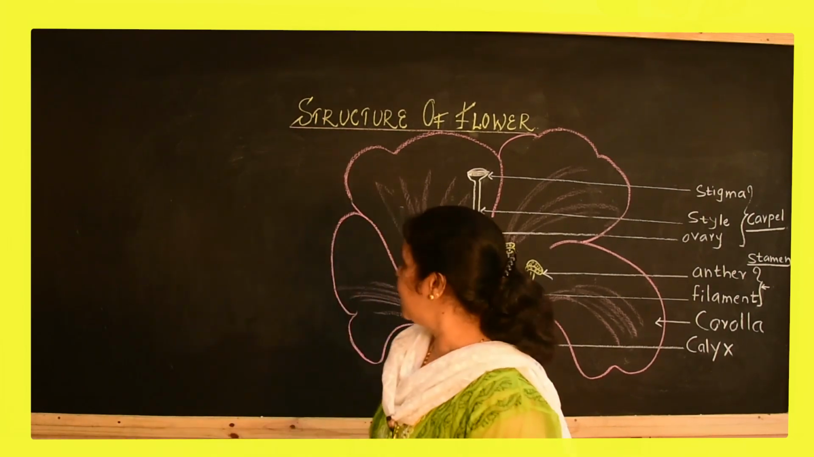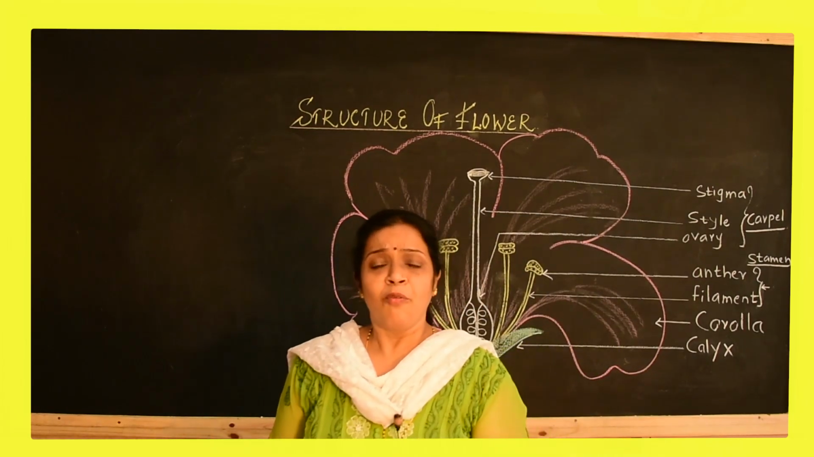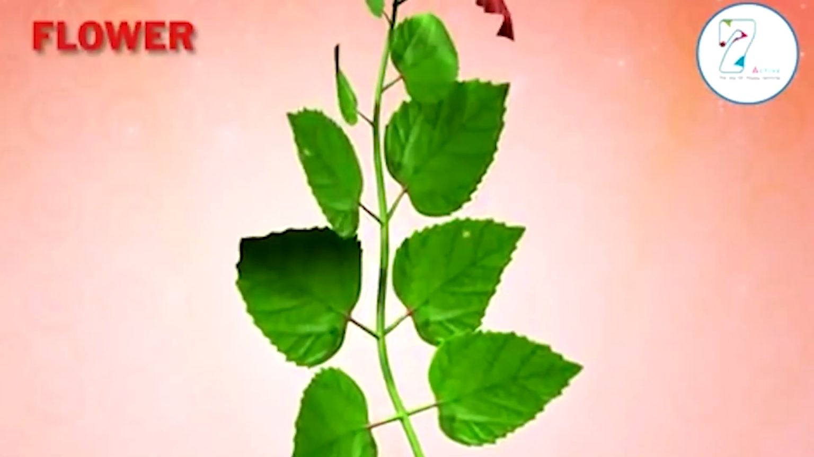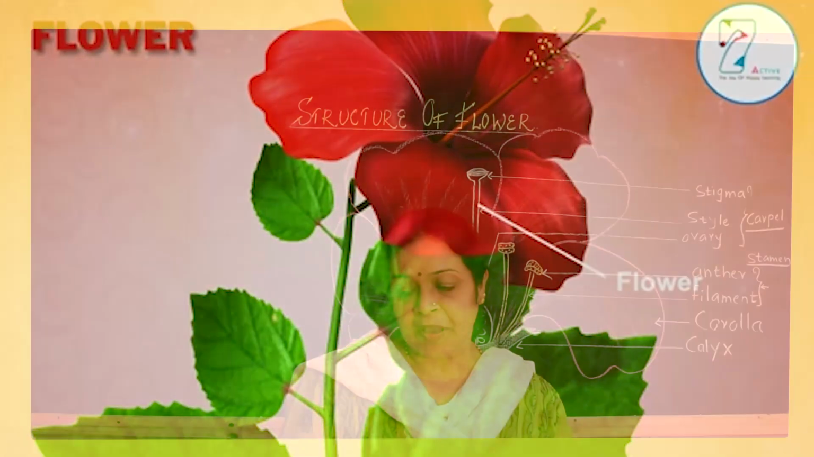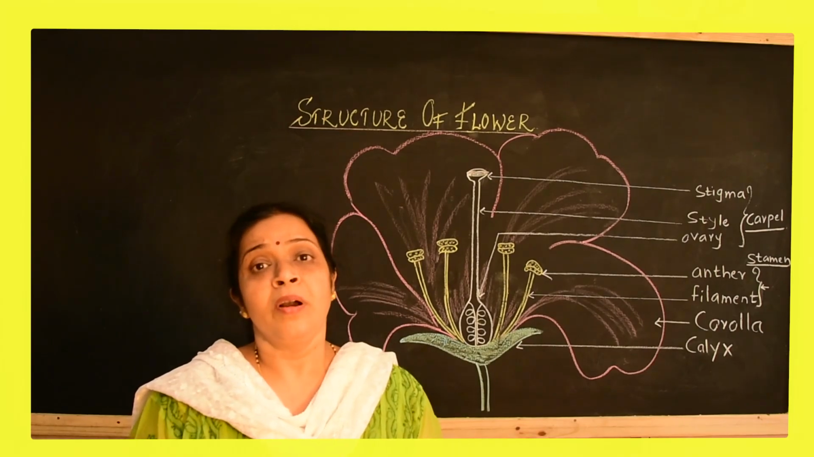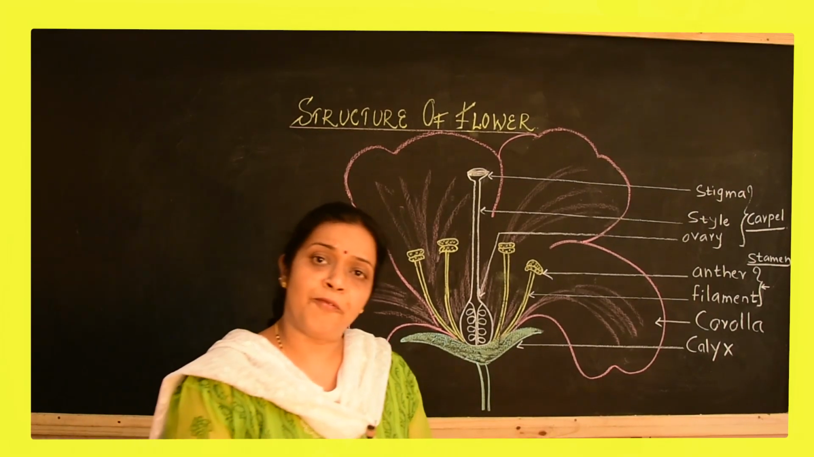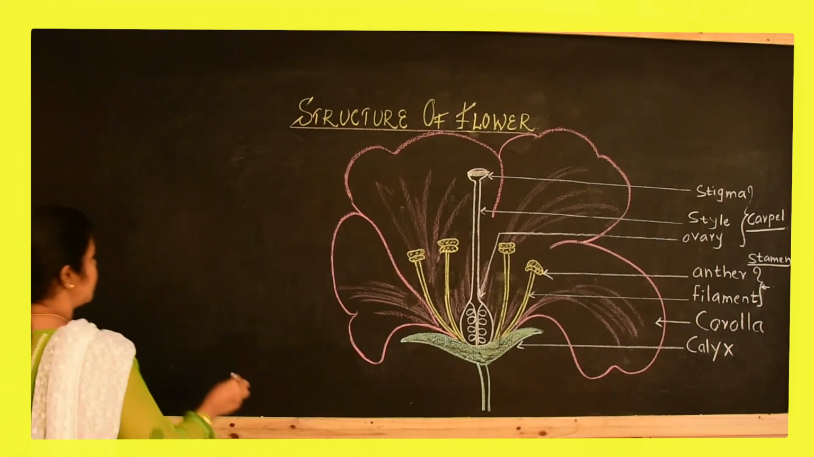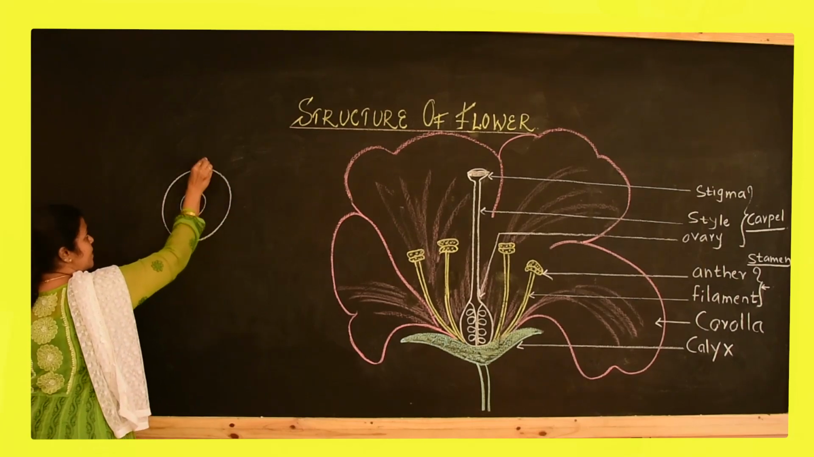Today our topic is structure of flower. What is a flower? Flower is the main reproductive part of a plant. It consists of four main whorls. These whorls are nothing but the four concentric circles. Just see here, the four whorls are nothing but the four concentric circles here.